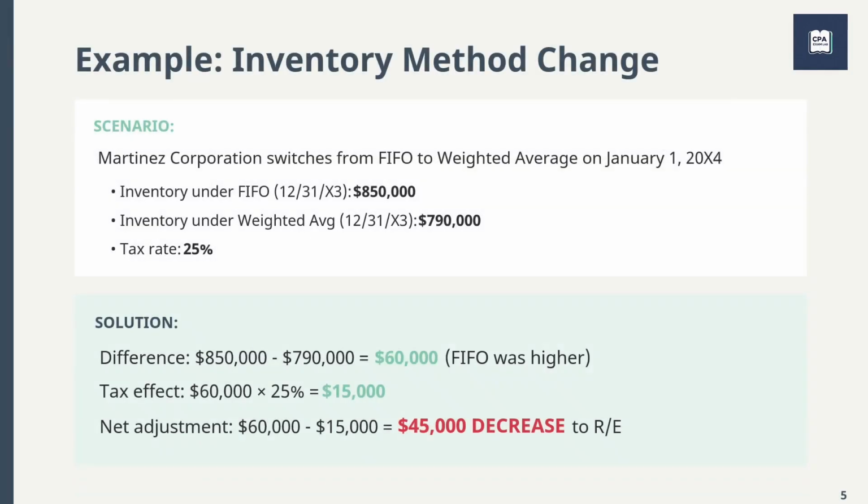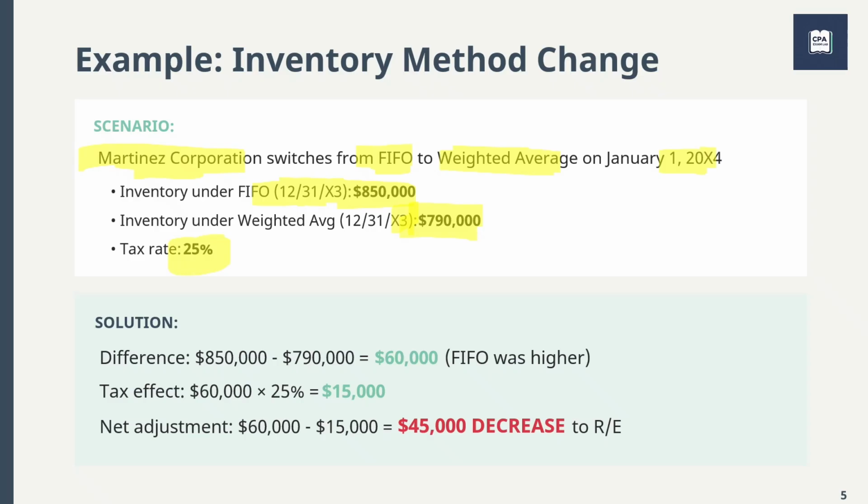Now to an actual example where it clicks. We have Martinez Corporation. Previously they were using FIFO, but on January 4 they changed to weighted average. We need to calculate how much change we need to make to retained earnings. Their inventory was previously calculated as $850,000. If they did time travel accounting, calculating their previous year using the new method, their inventory would be $790,000, and they have a 25% tax rate.